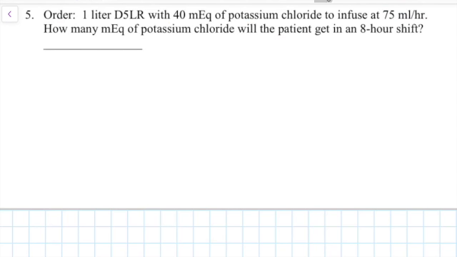The order is 1 liter of D5LR with 40 mEq of potassium chloride to infuse at 75 mLs per hour. How many mEq of potassium chloride will the patient get in an 8-hour shift? So our answer is going to be in mEq per shift.